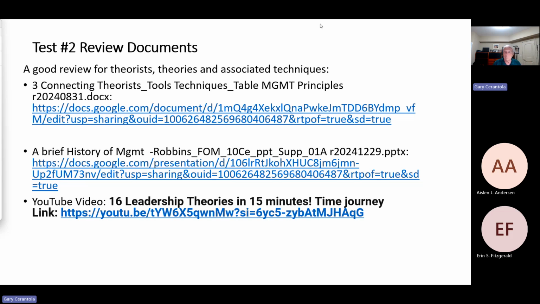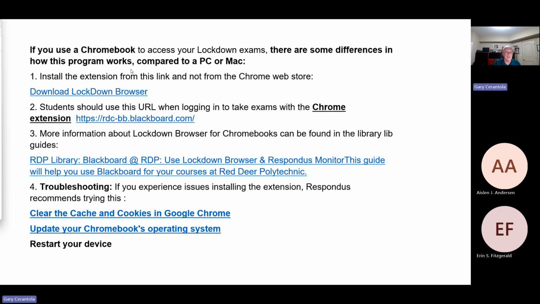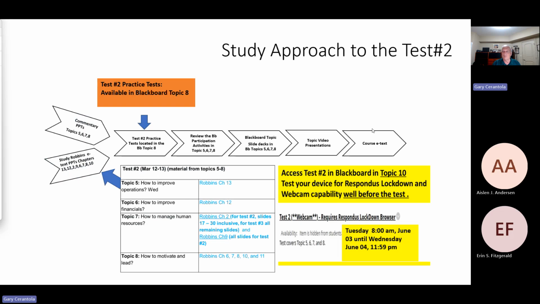Okay. All right. So again, if you have a Chromebook, I don't think anyone in this class does, but it works a little differently. The platform for the lockdown browser is not all inclusive, and there's a couple of extra little things about Chromebook that you have to be aware of. So again, have a look at that. The library is your best resource to help you do that. And again, troubleshooting: clear the cache and cookies in Google Chrome, update your Chromebook operating system, and you're up and running. Okay.